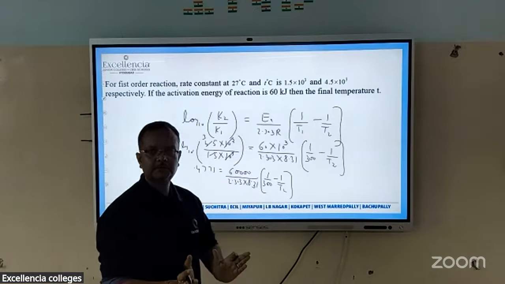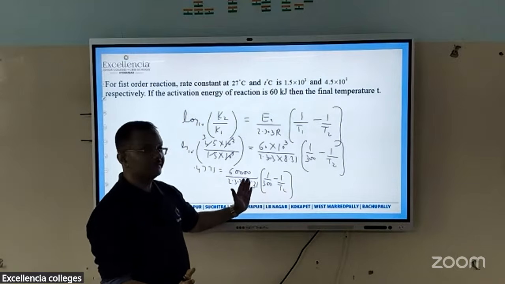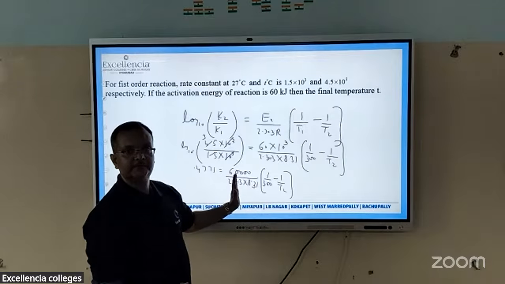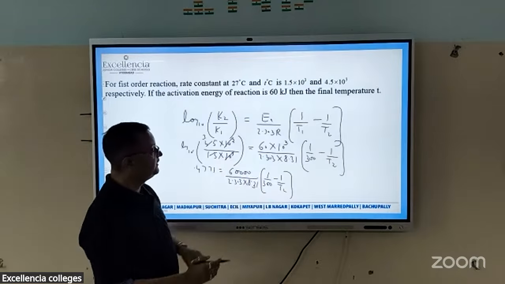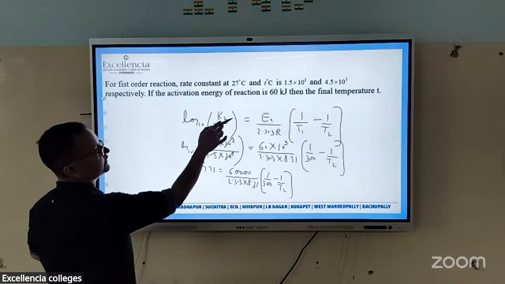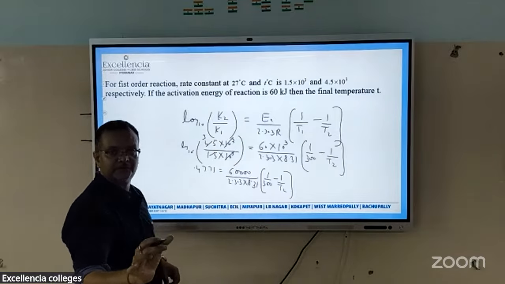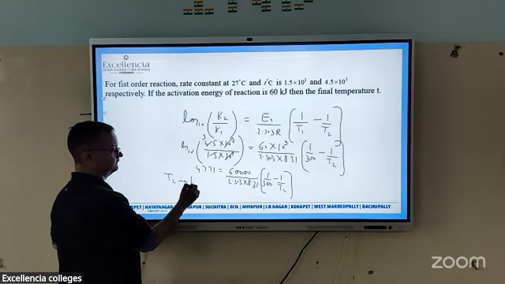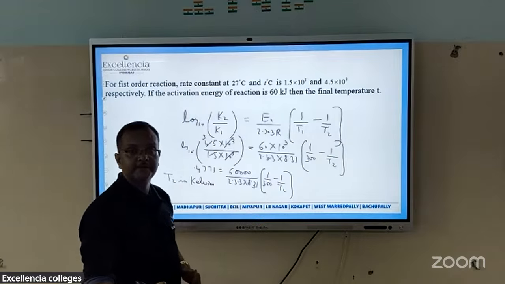So calculation wise, the question has some calculation, but concept wise it is very simple. We have to make the calculation perfectly. So finally, what are we getting from here? T2 will come in Kelvin, but they are asking in what? They are asking in degrees centigrade. That point was there, so we have to be careful with that. T2 is coming in Kelvin, so we convert it to degrees centigrade.